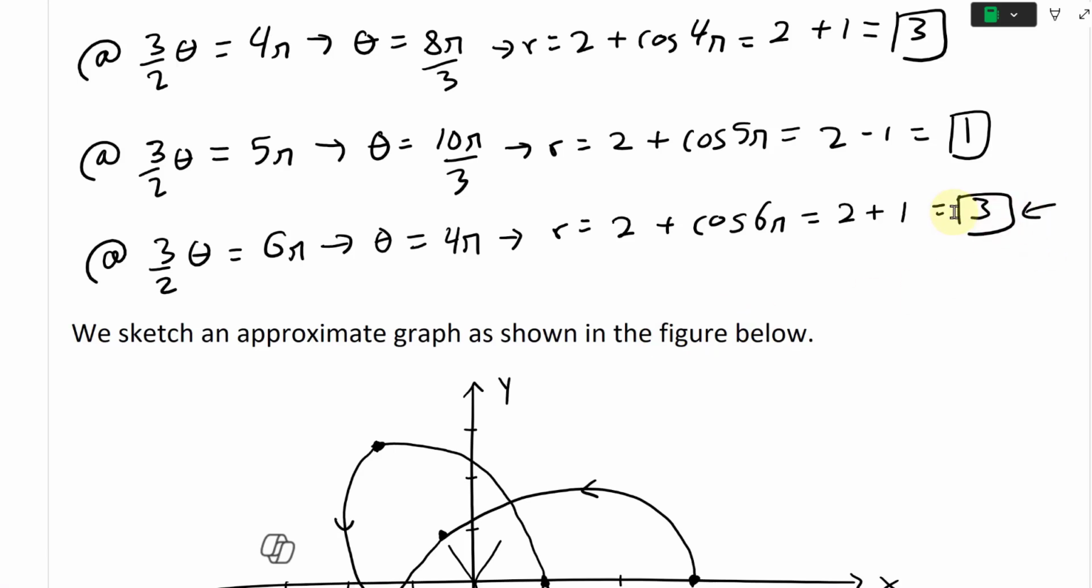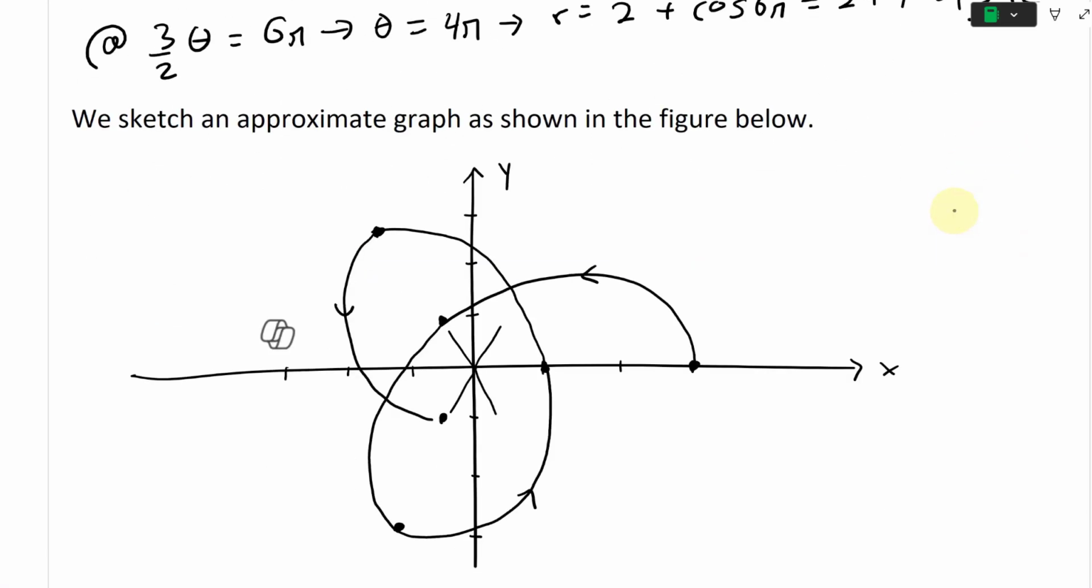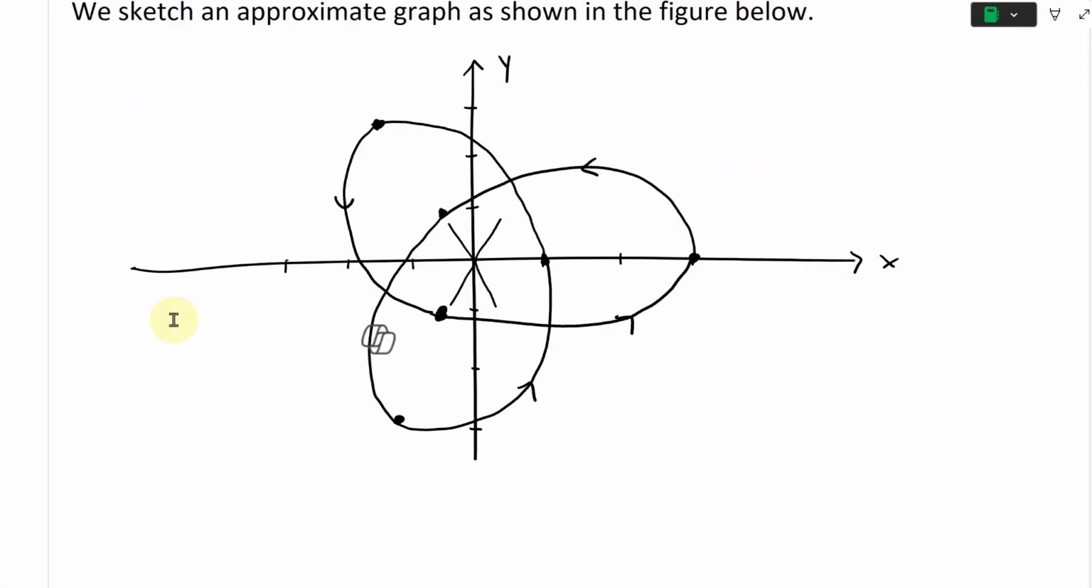Now the next one goes all the way to 4 pi, goes to 3 now. So it's going to loop all the way across here now. Yeah, so it goes all the way across there, and then it recycles back to the same setup there. So I'll draw a point like that. Anyways, that is roughly the shape that we got from here.